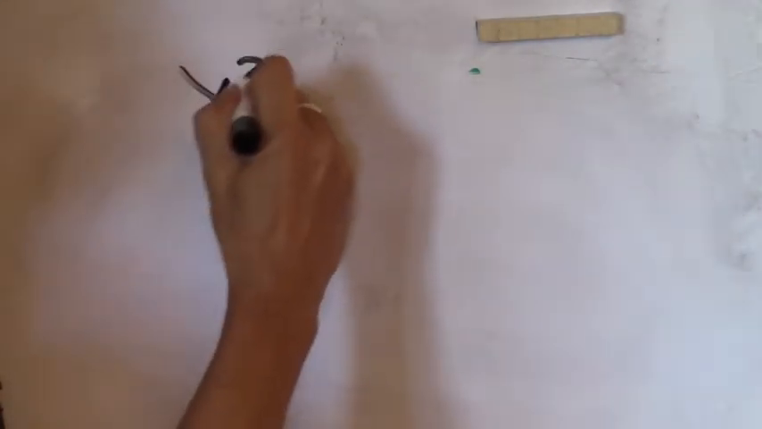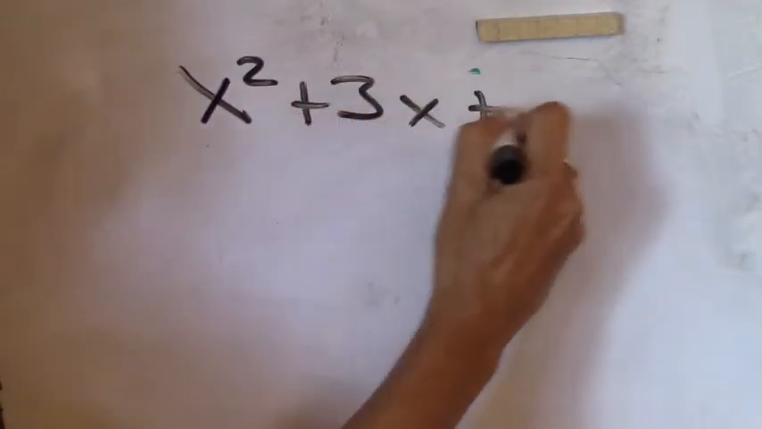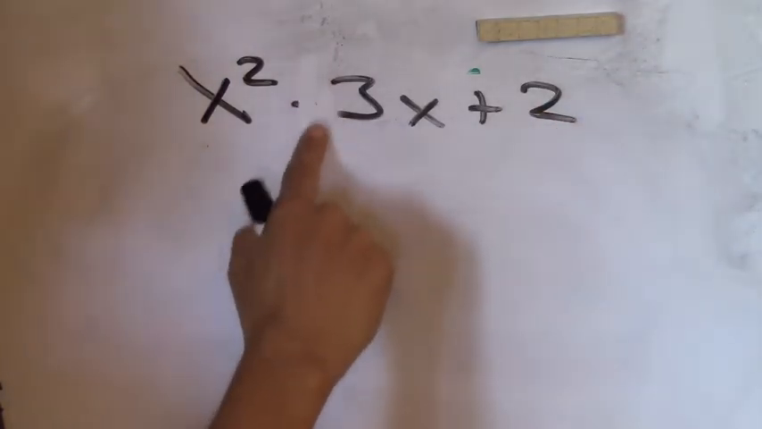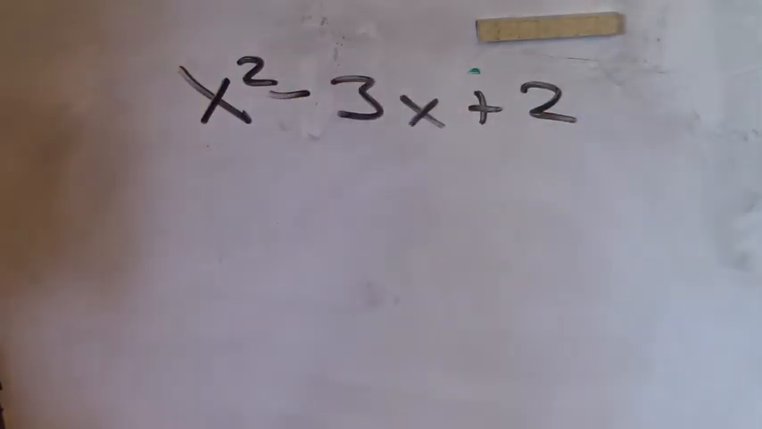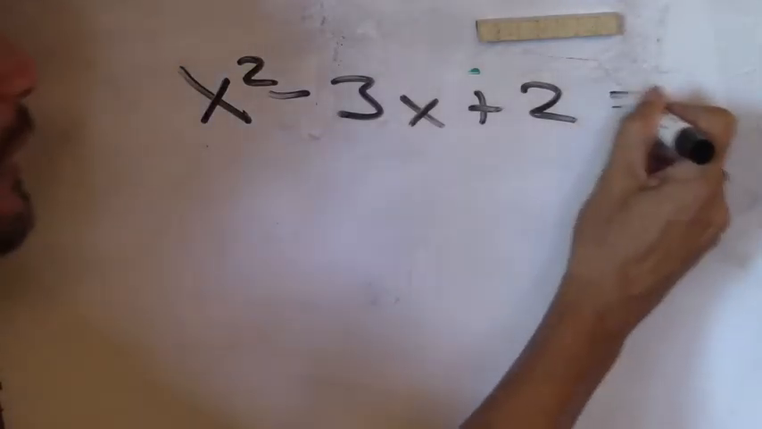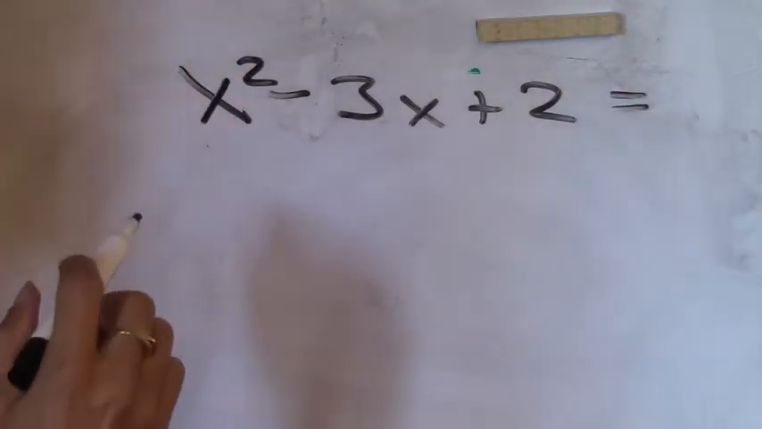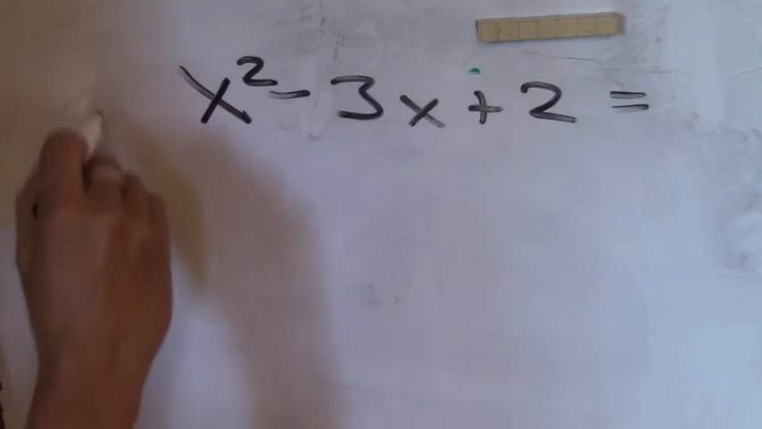Last one we graphed was x squared plus 3x plus 2. And then for homework, I gave you x squared minus 3x plus 2. Alright. And you said you had some difficulty with graphing that? Yeah. Alright, no problem. So, he's going to help you.